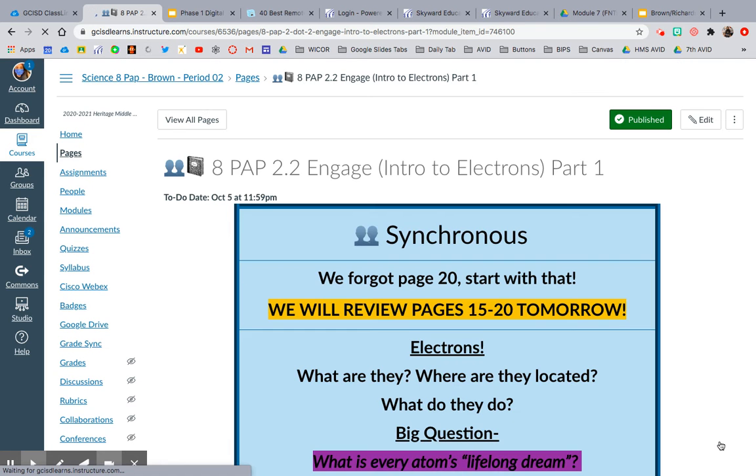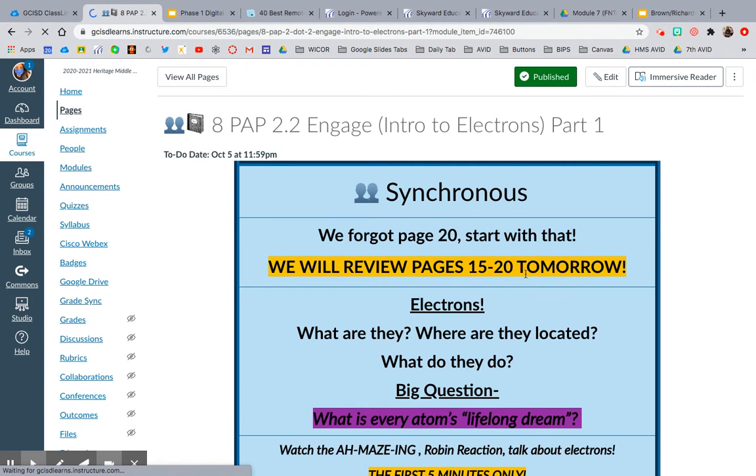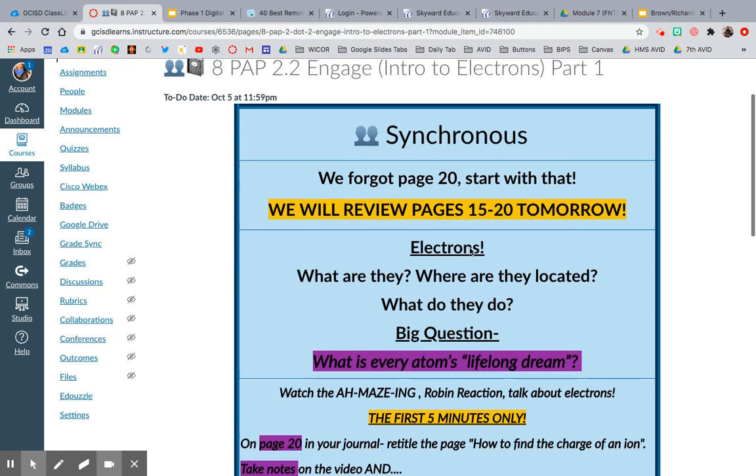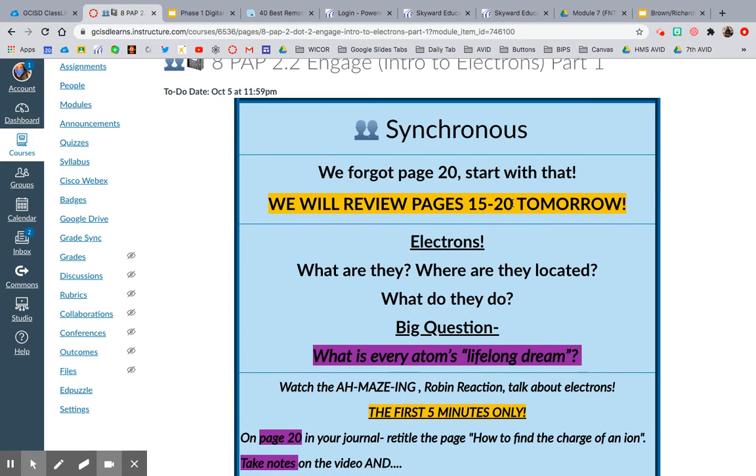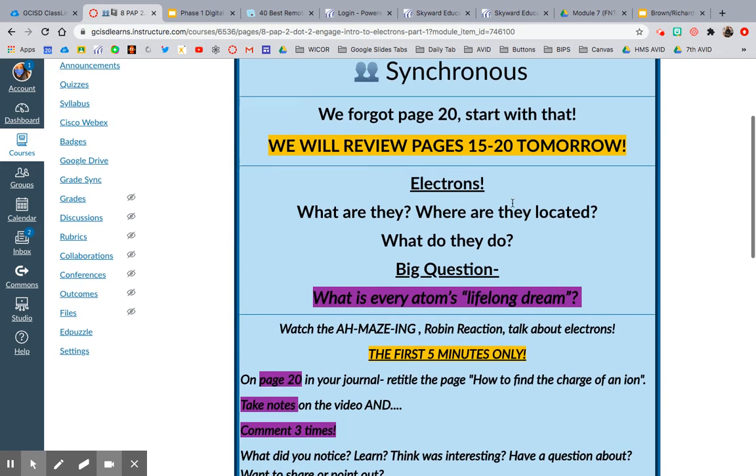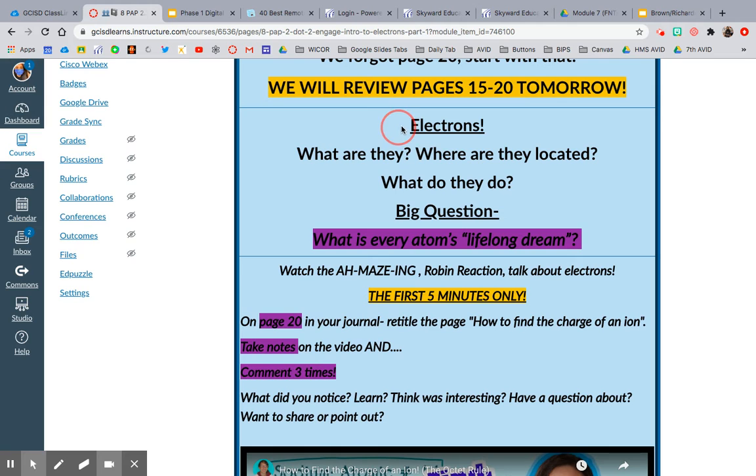What we did to start off was we talked about page 20 in your journal. I didn't specifically say to do it. I said do the worksheet on 19, which continued on to page 20. So I gave the class 5 minutes to start page 20 as well. We're going to review pages 15, 16, 17, 18, 19, 20 tomorrow. So today we're focusing on electrons. What are they? Where are they located? And what do they do?